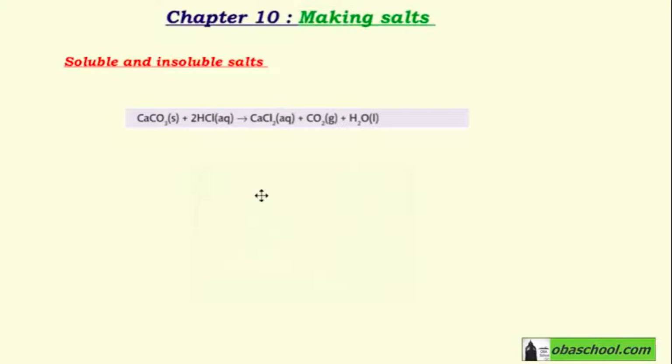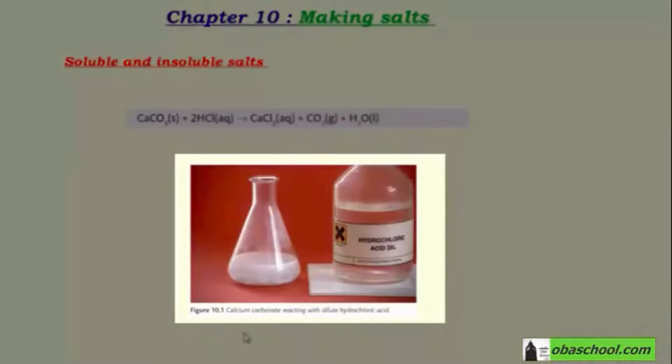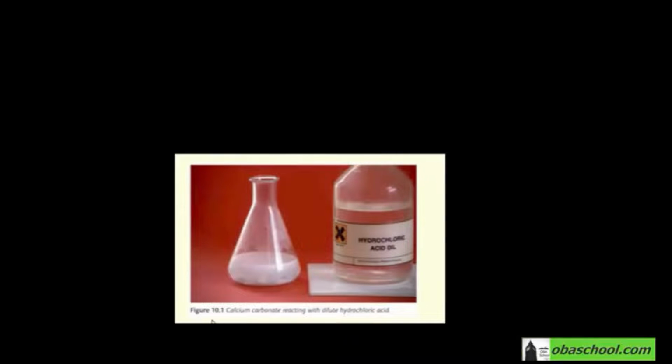Notice in this figure right here, we have calcium carbonate reacting with dilute hydrochloric acid. We put the hydrochloric acid on the calcium carbonate. Notice the salt produced at the bottom. The salt is the calcium chloride. So this type of salt is soluble.